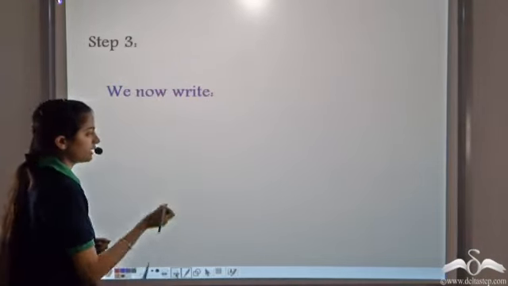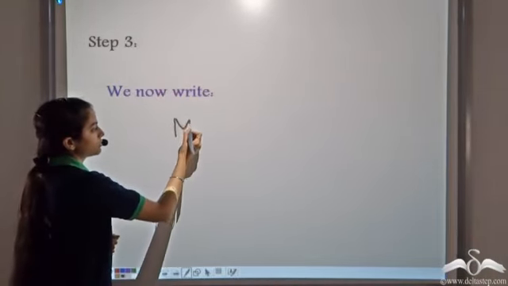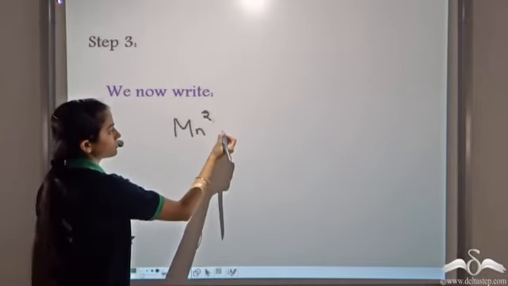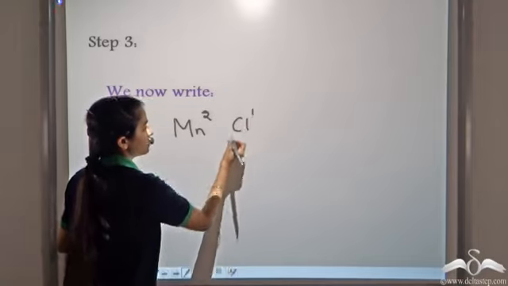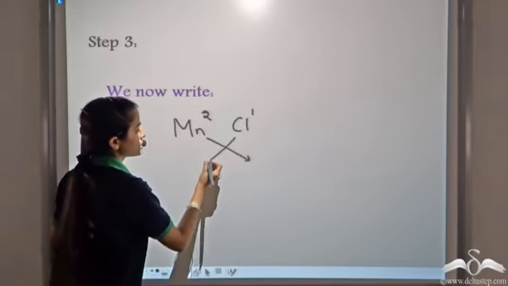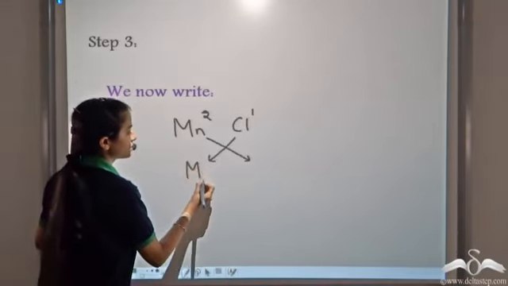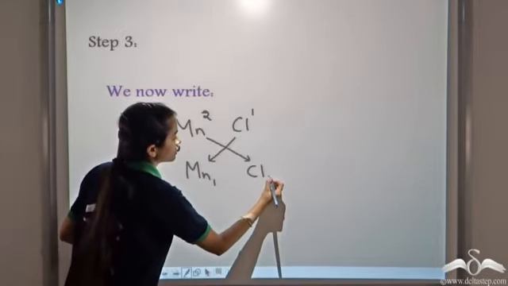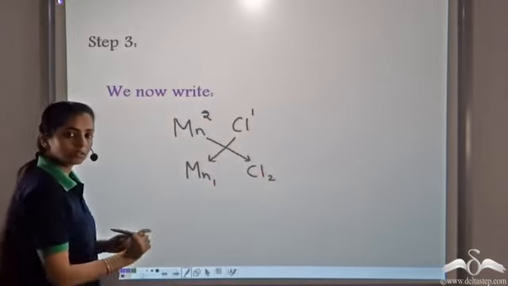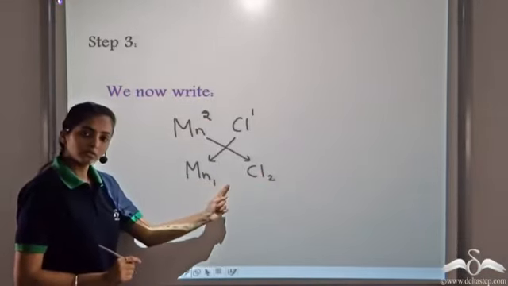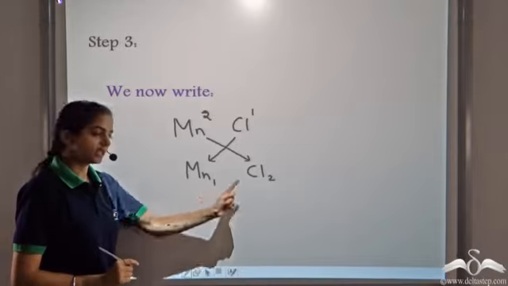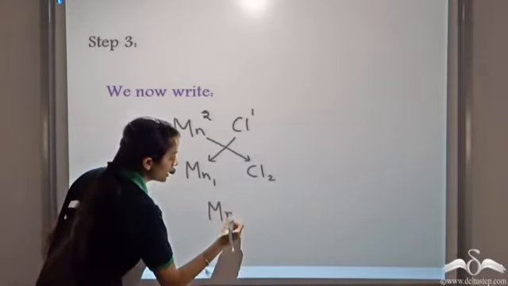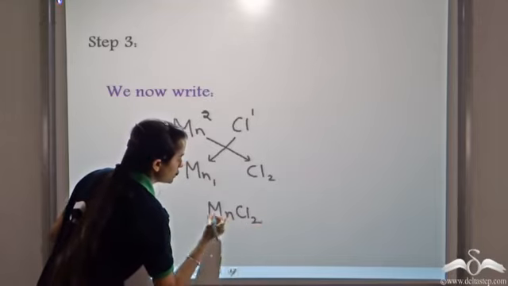Now let's interchange the valencies. We have Cl1. So when we interchange this, the superscript becomes the subscript. And in this case, we get 2 here. The HCF is 1. So on dividing both by 1, we get the same numbers. So the formula of manganese 2 chloride is MnCl2.